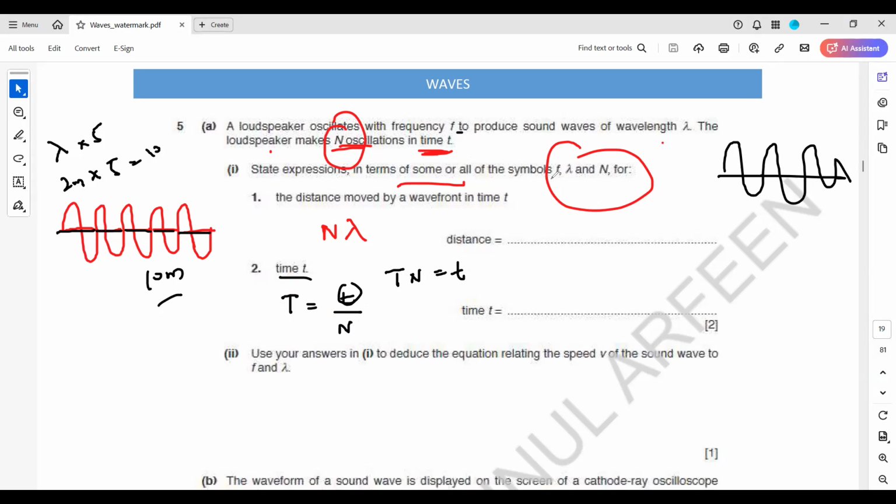But we don't have the time period, we have frequency. Time period and frequency are reciprocal. So instead of the time period, I can write 1 over f. So n over f will be equal to t. Is this formula clear? How did I get the time it takes to reach? Because we don't need the time period. We need the time it takes to reach from one position to another.